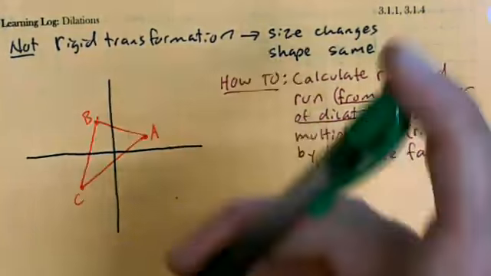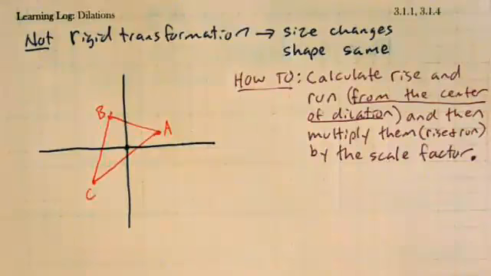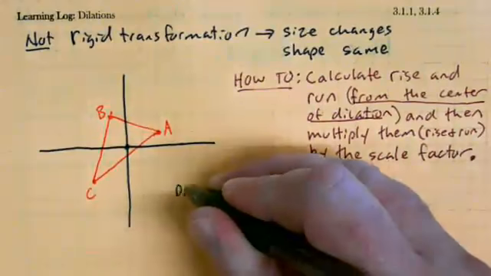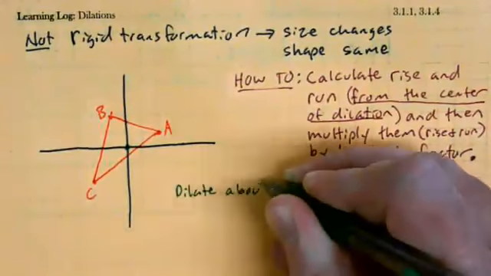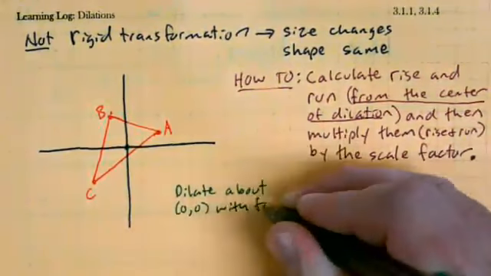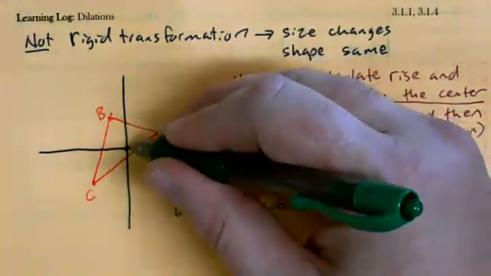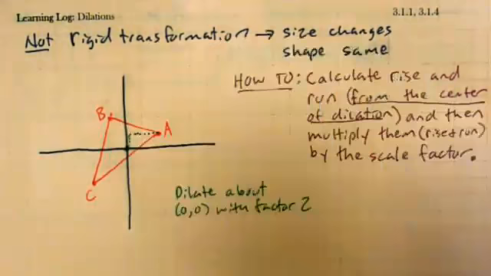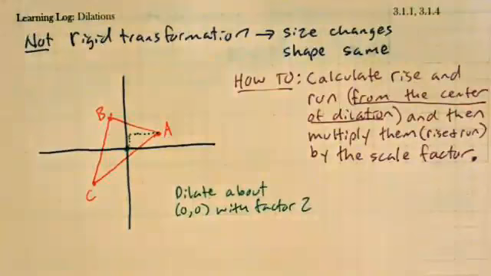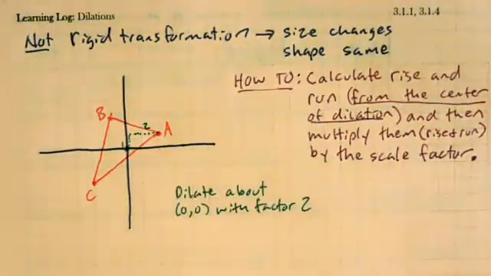So remember when we do this, we have to give some specific instructions. So in my example, I want to write down what I'm doing. I'm going to dilate about 0, 0 for my example, but again, it's your notes, you do you. With factor 2. And this is kind of something I stole. I was poking around at other people's notes first period today, and I saw someone do something similar to this. So either work.